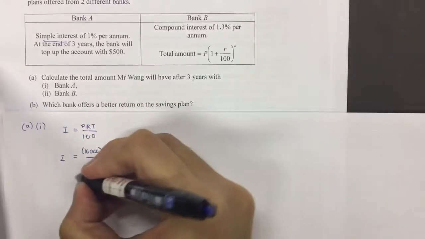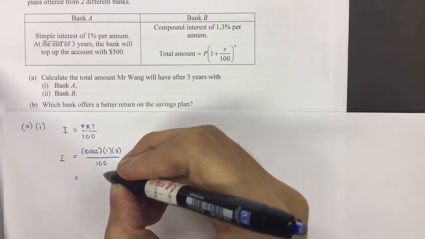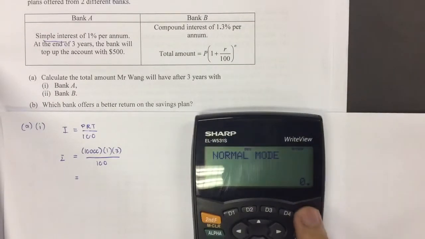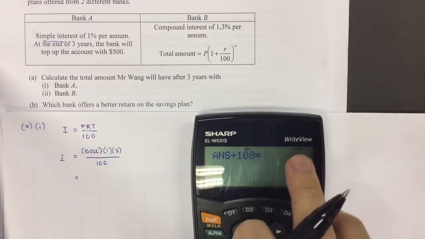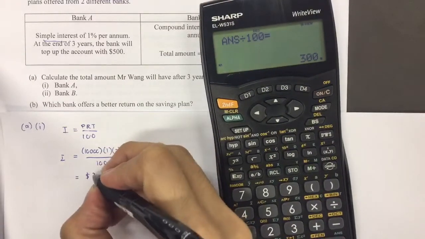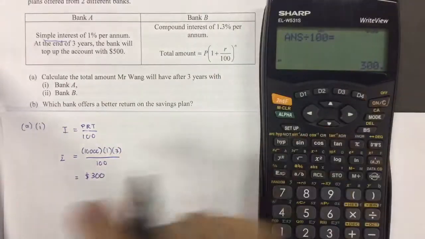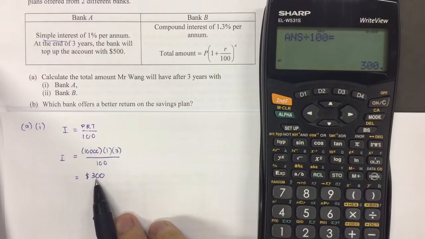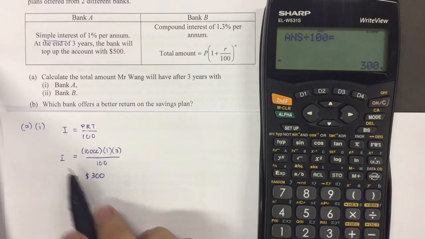And through this calculation, we will know what is the interest earned. So taking a calculator very quickly, 10,000 times 1 times 3, and later the answer will get divided by 100. So we will have $300 as the interest only. However, the question wants the total amount. This is the interest. Recall, interest refers to the difference or the amount it increased by.